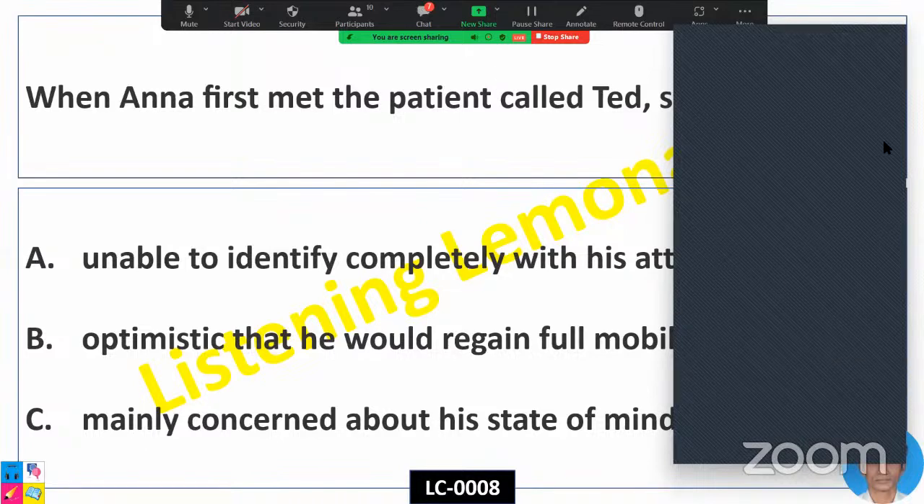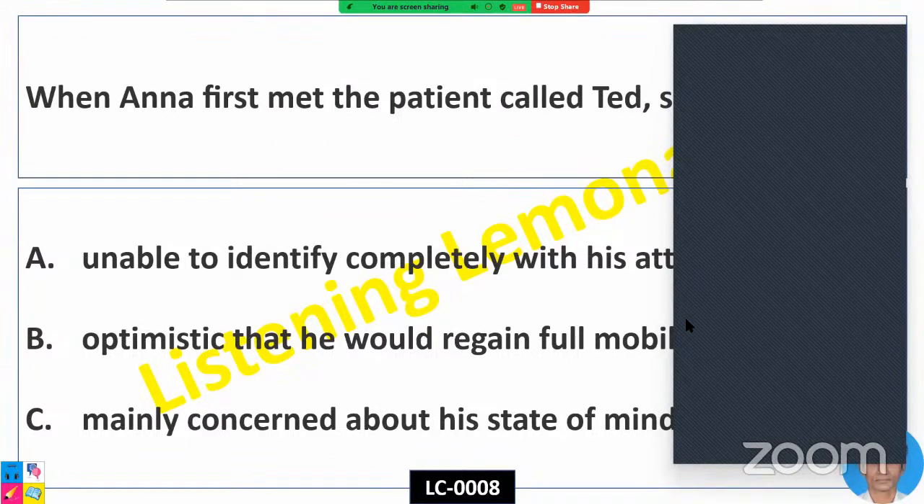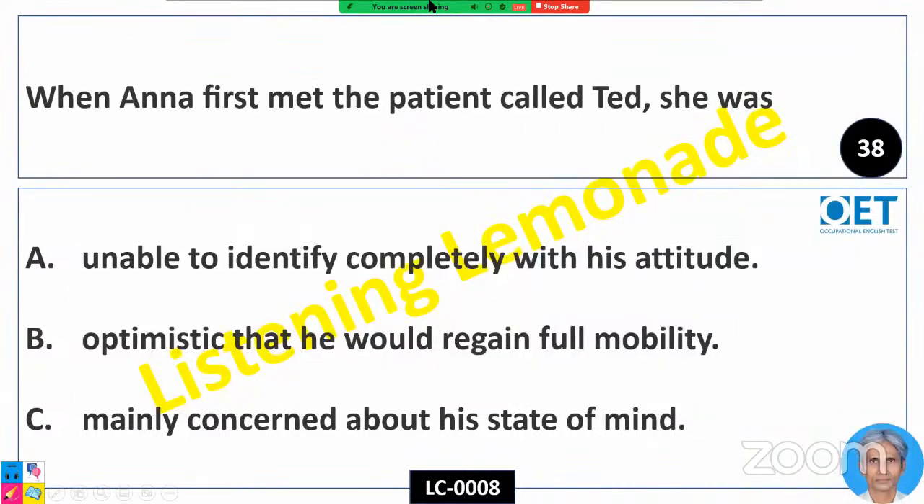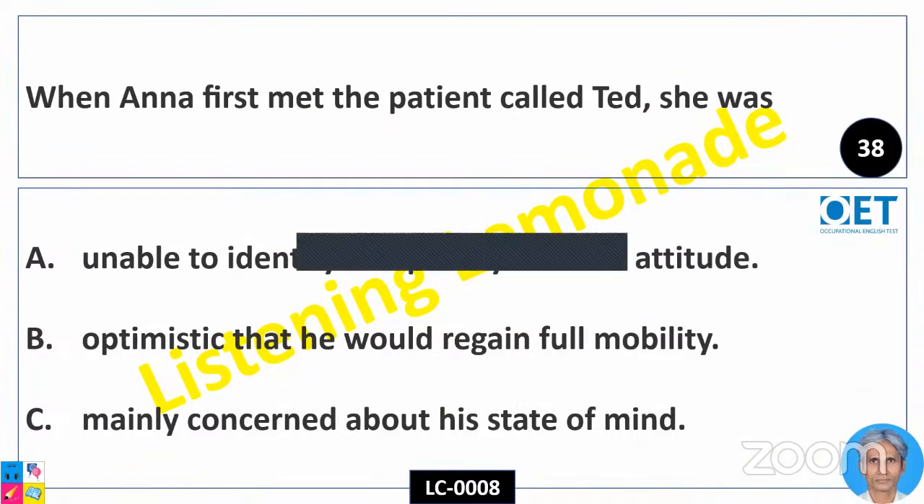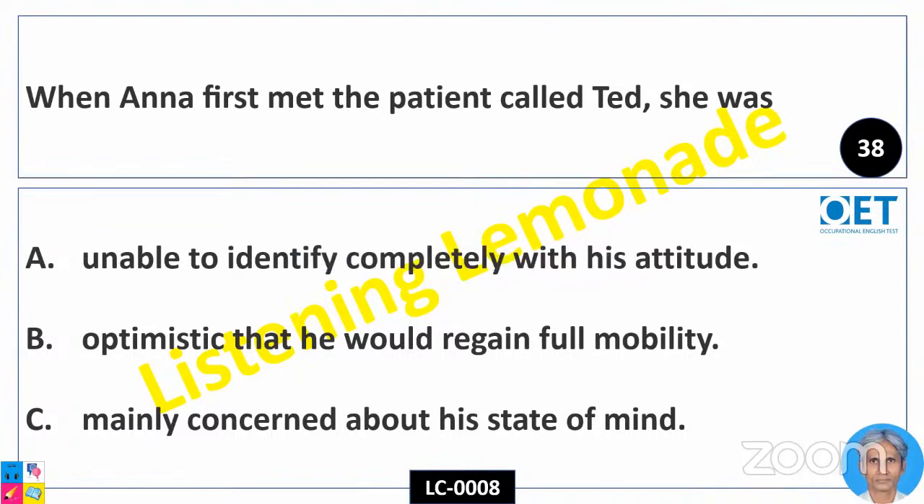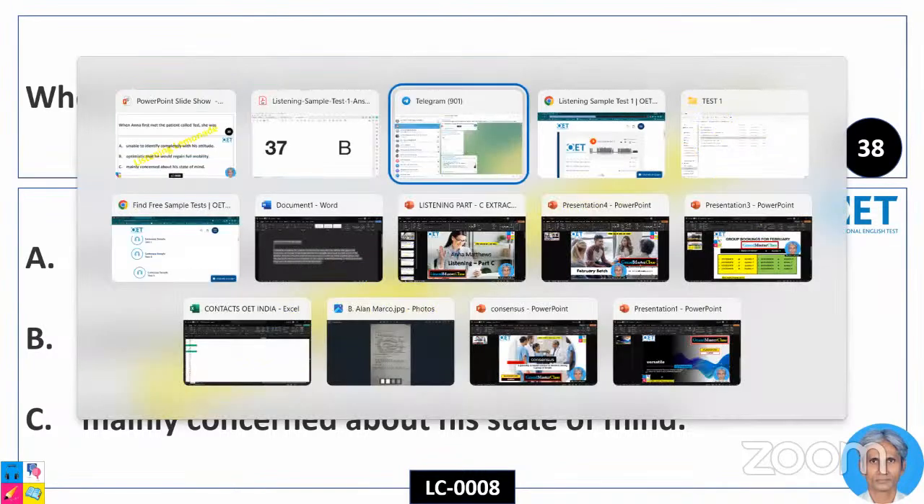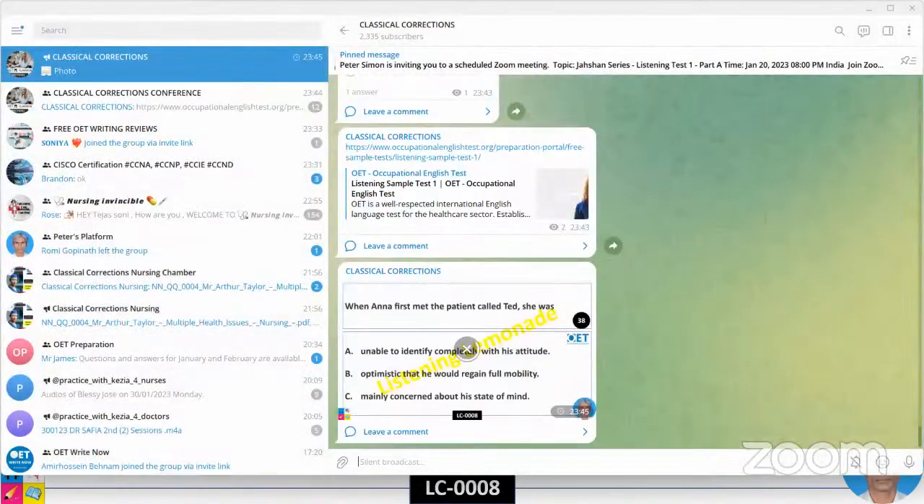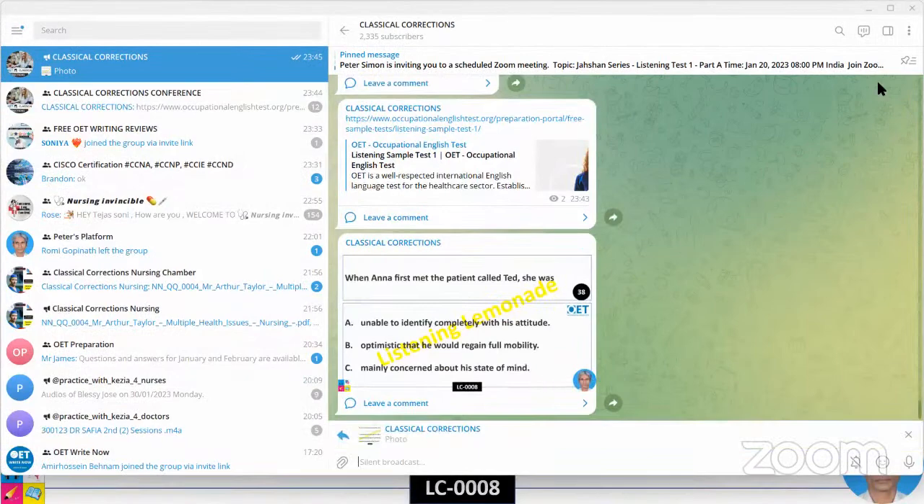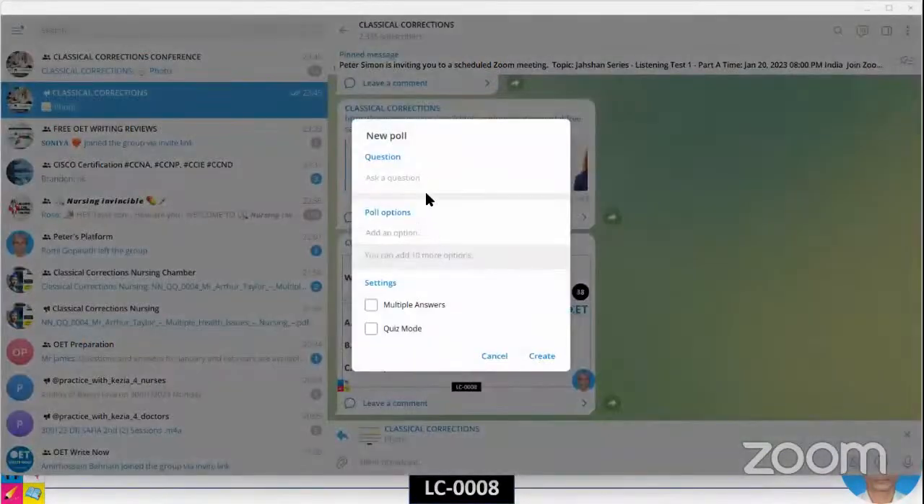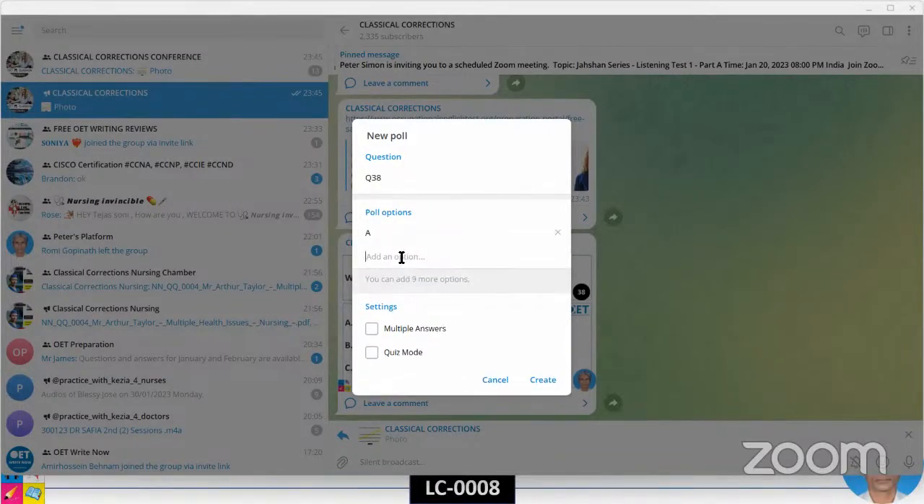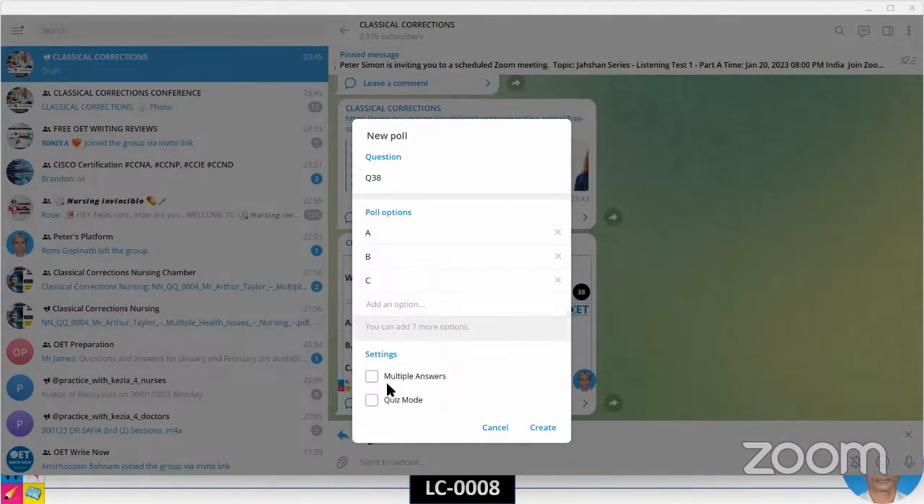Most of the students have given C. Good. Let's check the answer. So 38. Question number 38. A, B, and C.